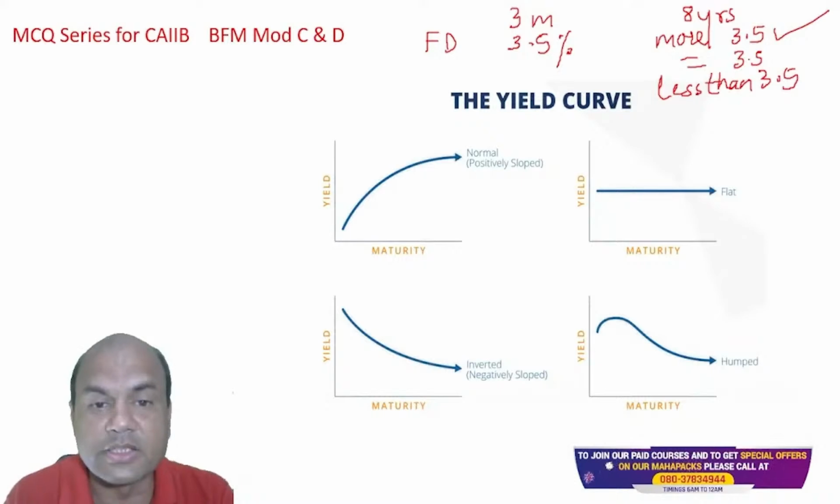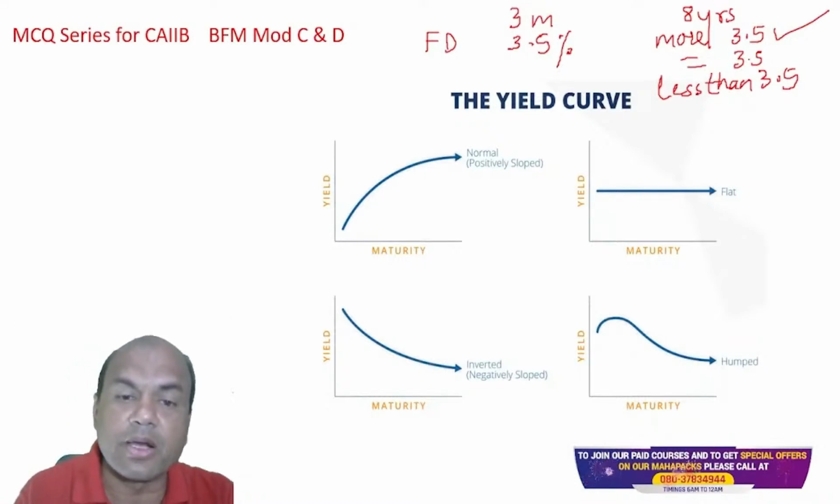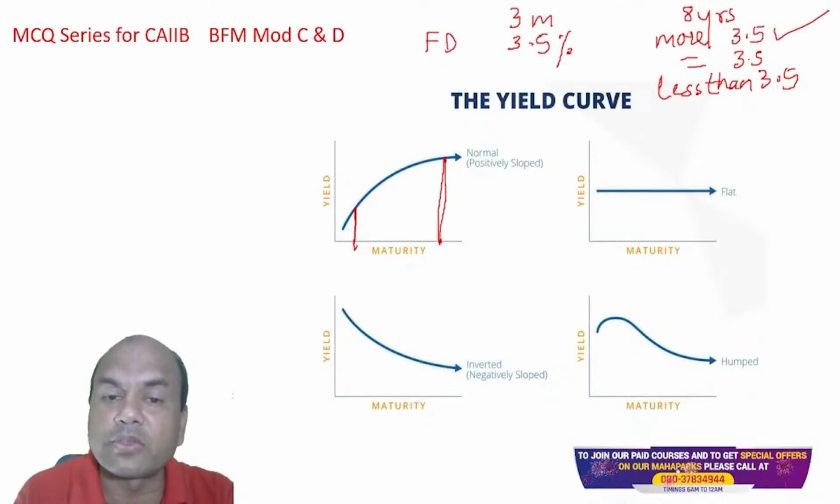Now look at this curve. This is the maturity period and this is the yield. So this is 3 months over here and this is 10 years, or 8 years, over here. So that's why, if you look at it, the rate of interest over here is higher.